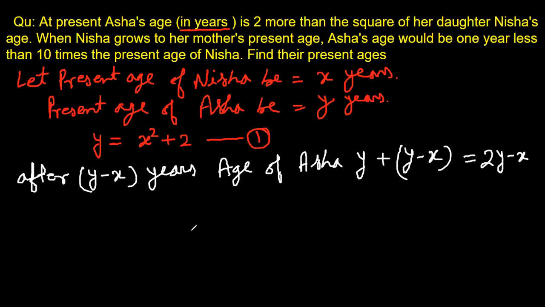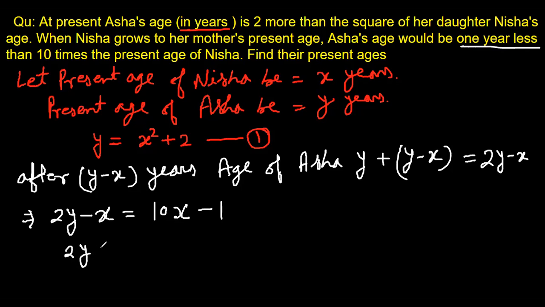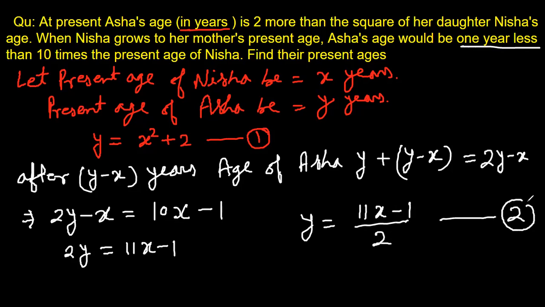Okay. Then you can say 2y minus x. Second equation is 2y minus x would be 10 times Nisha's present age, which is 10 times x, and 1 year less. 1 year less means minus 1. Okay, can we get the equation in y and x now? 2y is equal to 11x minus 1. That means we can say y is equal to 11x minus 1 by 2. Let's say this is equation number 2.